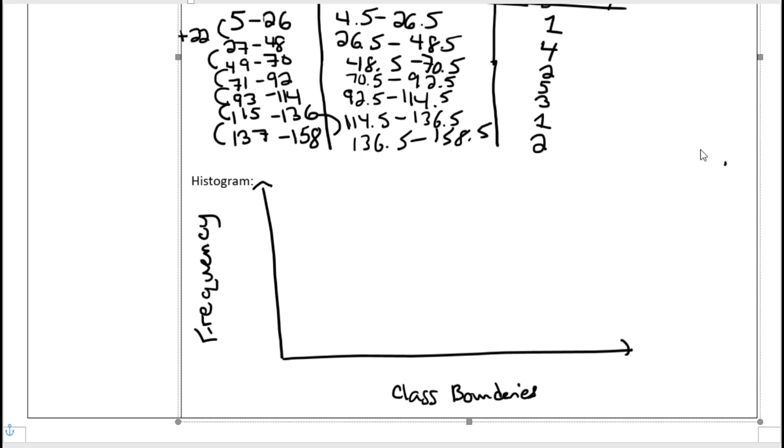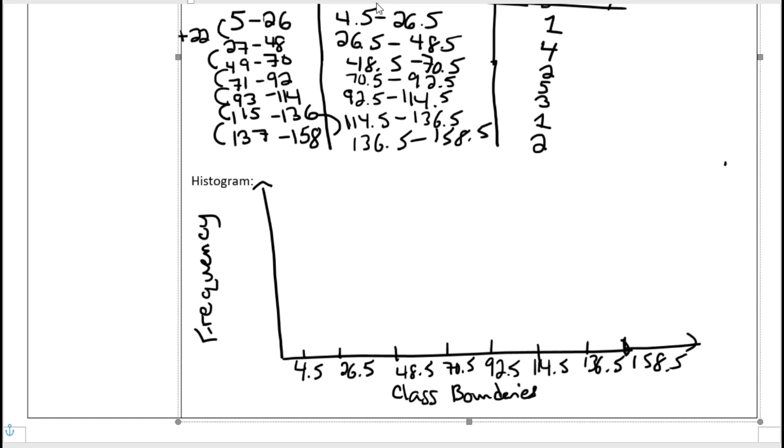All right, so now we need all of our class boundaries. So 4.5 is our first one, and then 26.5, 48.5, 70.5, 92.5, 114.5. We need all of them, so all the unique ones. And then the last one is 158.5. Don't forget the last one. There are a total of 2, 4, 6, 8 different ones. All right, so that's all of them.